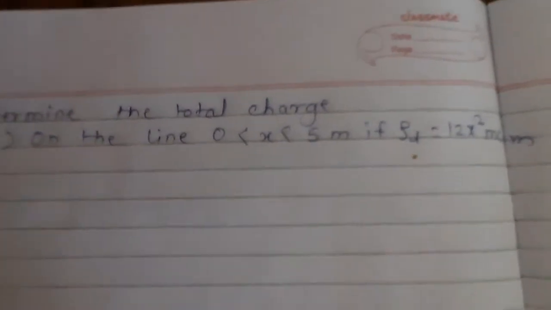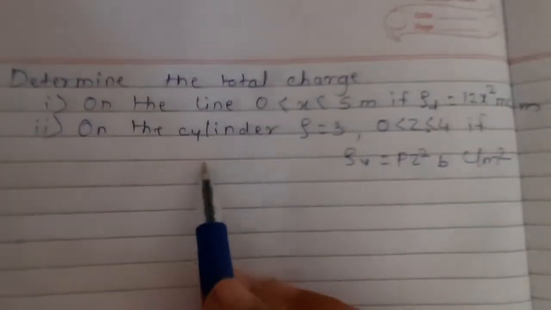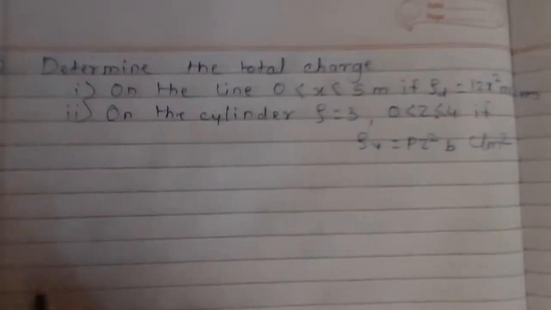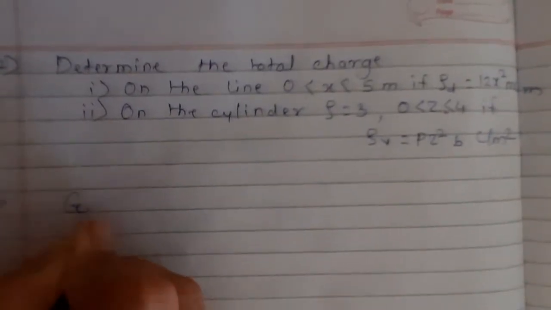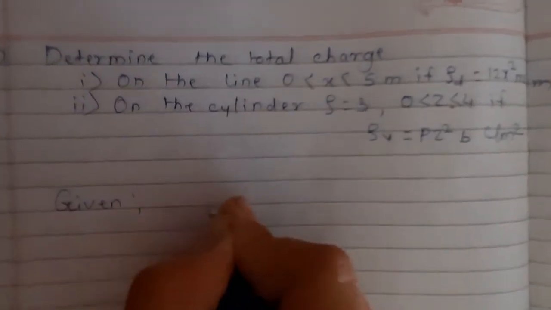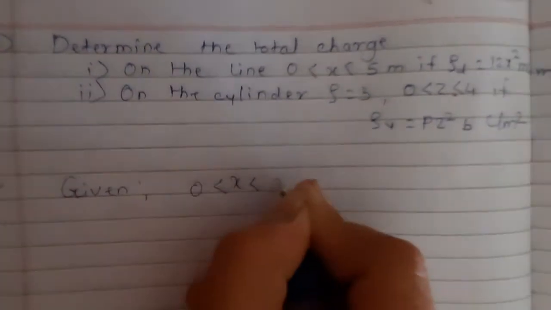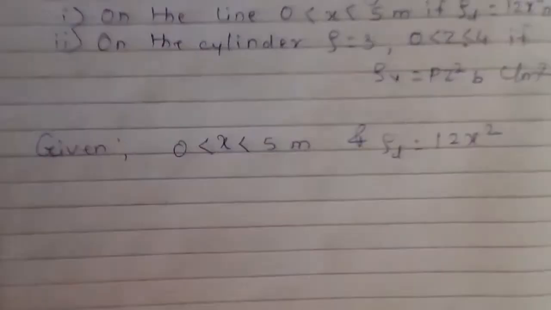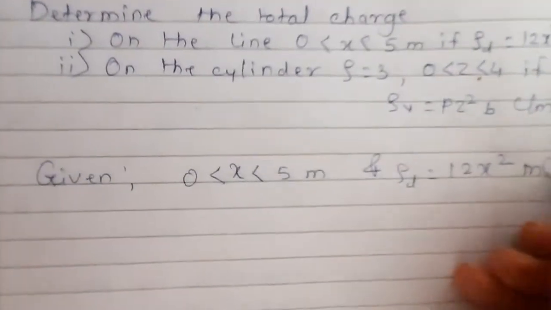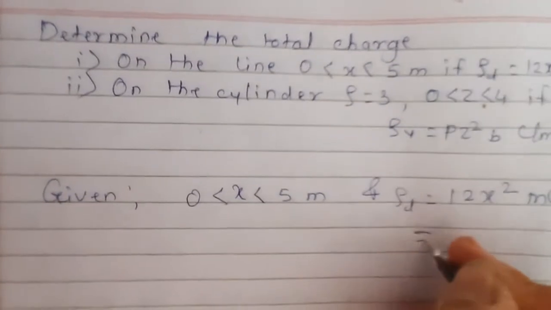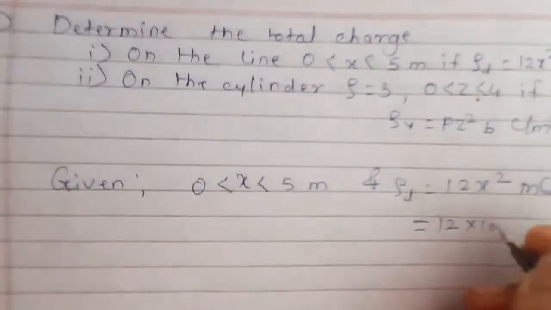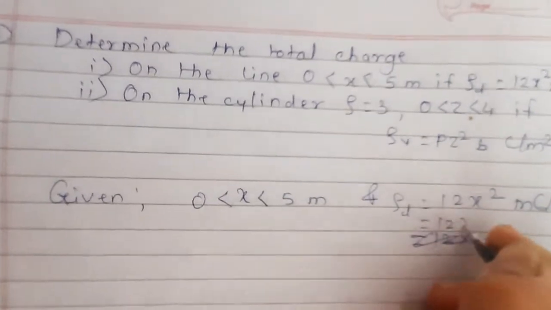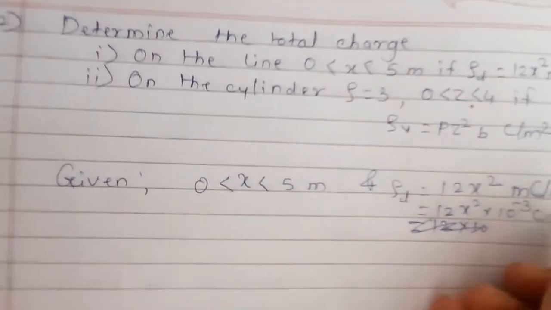Determine the total charge on the line having values of x in between 0 to 5 and rho L is 12x meter. So first we write what is given. Given is x in between 0 to 5 meter and rho L is 12x square into 10 raised to minus 3 coulomb per meter.